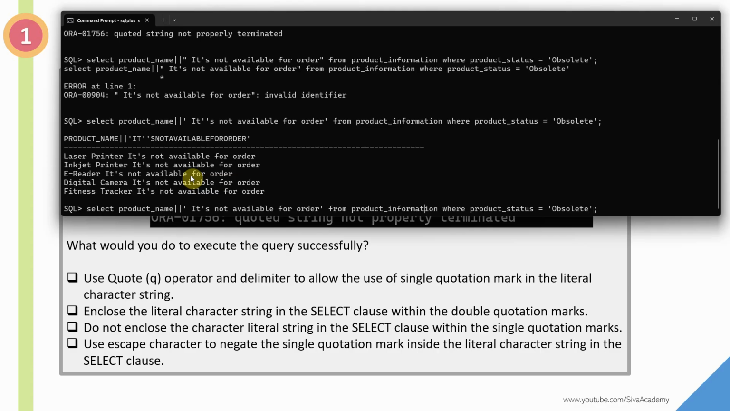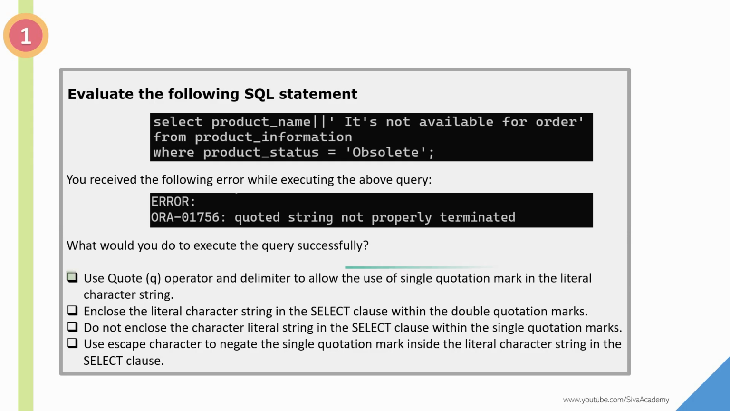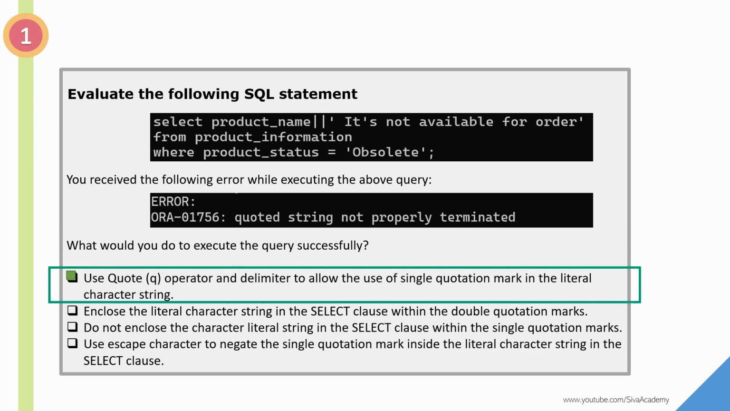Basically, whenever we have a string which contains special characters like multiple single quotes or any other character, and we want to print the string as it is, then we can use this quote operator. The format is, we need to put Q followed by single quote followed by any one special character. So let me put a square bracket here, and we need to end that string with the same special character followed by single quote. So this is the quote operator. I'm sure now you would have got the right answer. The right answer is to use the quote operator.